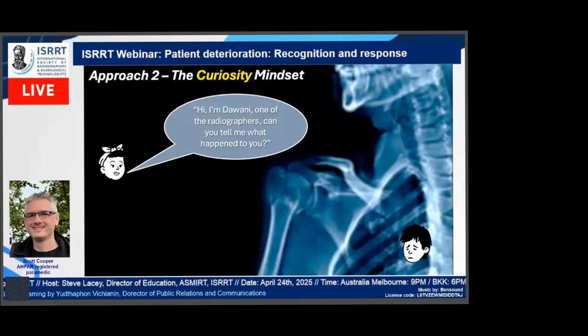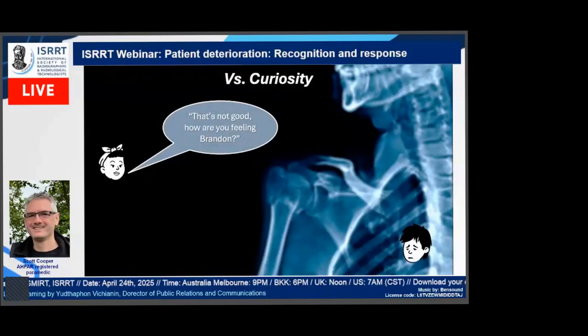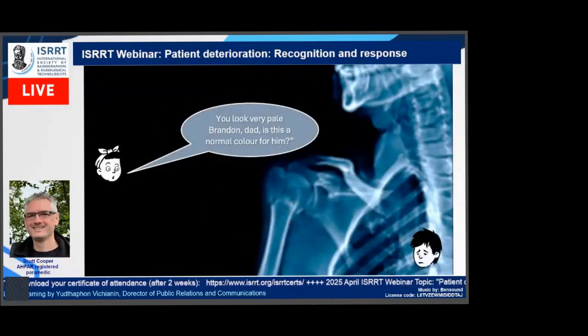So in this case, Dewani, one of the radiographers, just asks what happened to the young lad. And he explains that he was doing a jump on his scooter, but he fell, landing on his elbow. Again, a jump on a scooter is a red flag. There's trauma involved. She asks how he's feeling because she noticed that he doesn't look himself. And he explains that his elbow hurts the most, but now his guts and right shoulder really hurt as well. And he also feels like he's going to spew, which again are red flags because he's got abdominal pain, right shoulder tip pain, and he feels nauseous. So we know we've got these red flags now that are indicating something that's going on.